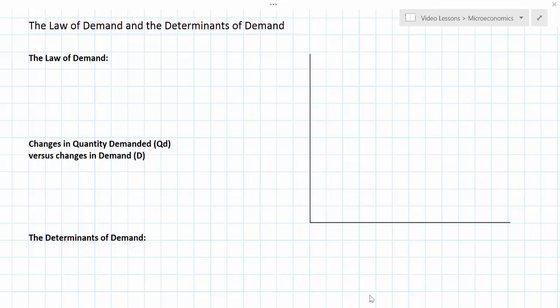To introduce the law of demand, distinguish between a change in the quantity demanded for a good and a change in demand for that good, and outline some of the determinants of demand that can cause the demand for a good to increase or decrease.